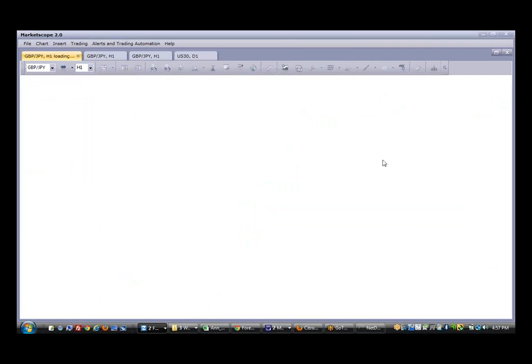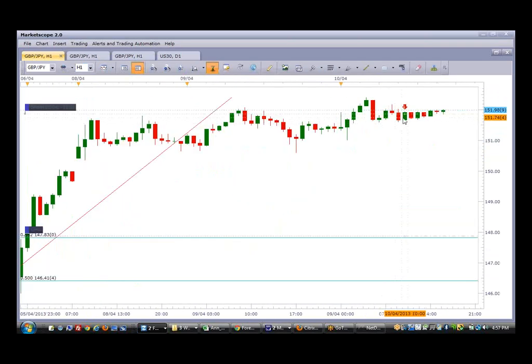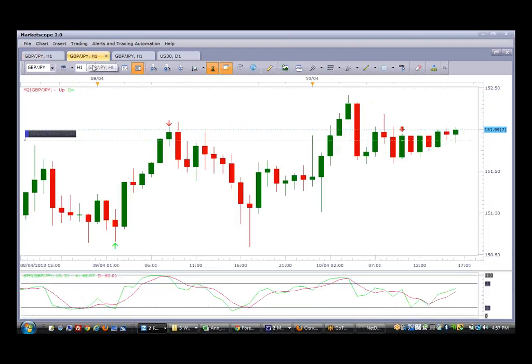On the 1-hour chart, same thing. Sellers resisting this price area. Highs are lower, but also buyers are supporting this area right here as well. Very small candles, so there's not much action happening either.